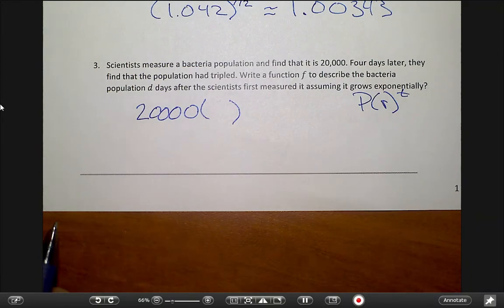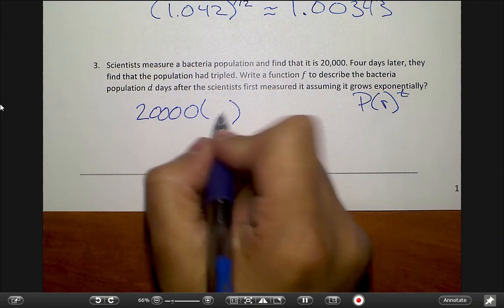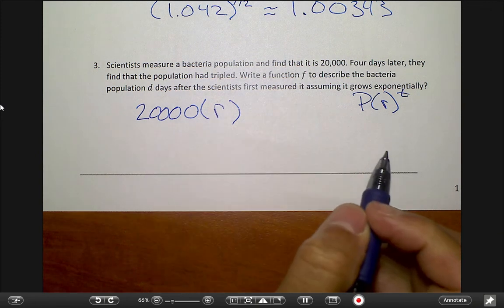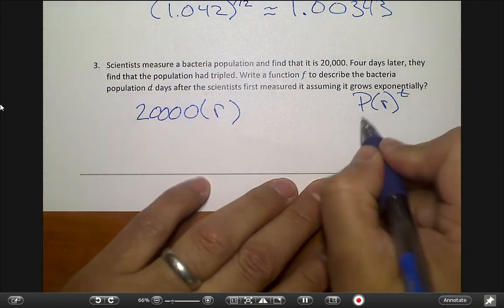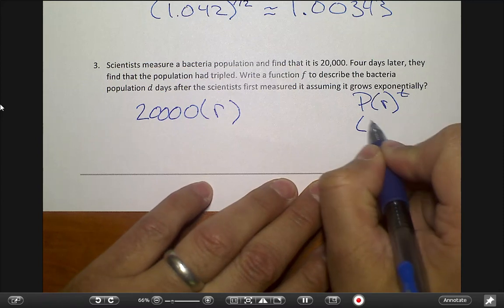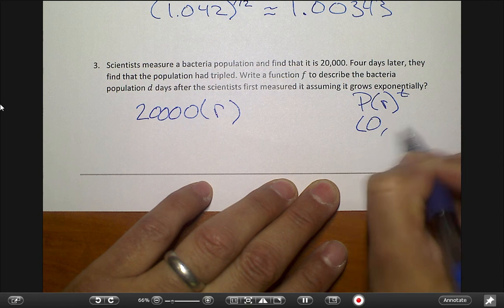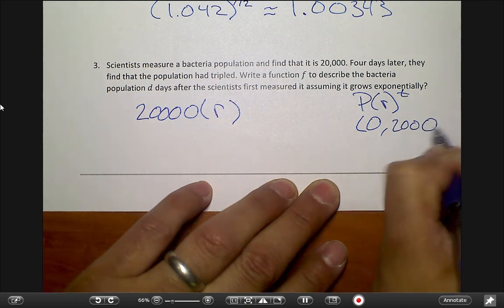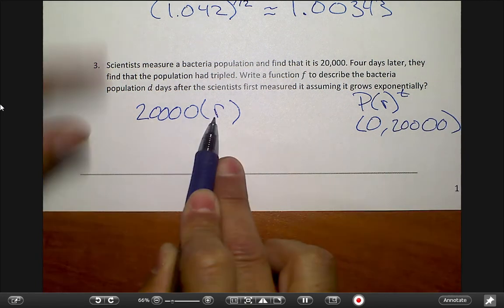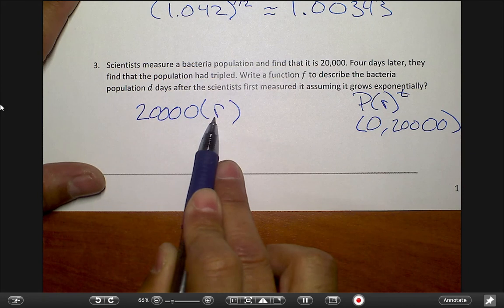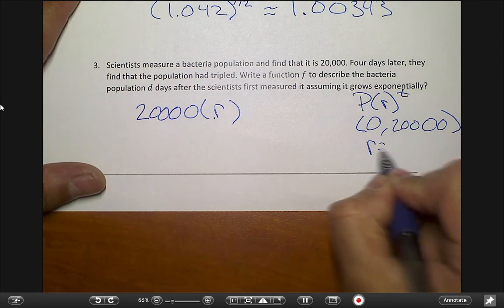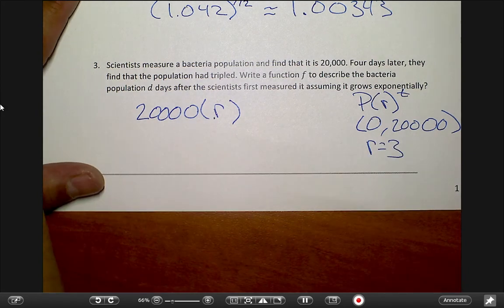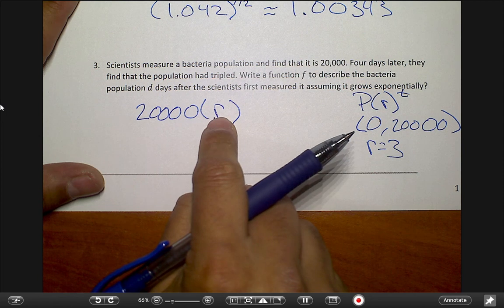Now, on this problem right here, what do I have to solve for? The rate. So I'm going to solve for the rate. So my first point looks like this. It's going to be 0 and 20,000. And we know that the rate is supposed to triple, isn't it? Right. So in this case, I could just say r is 3. So I'm going to do that in this one.